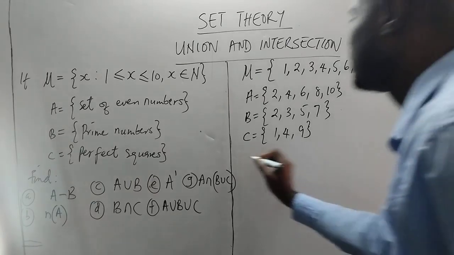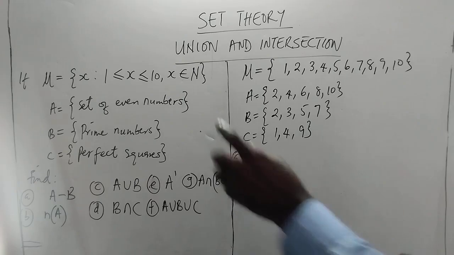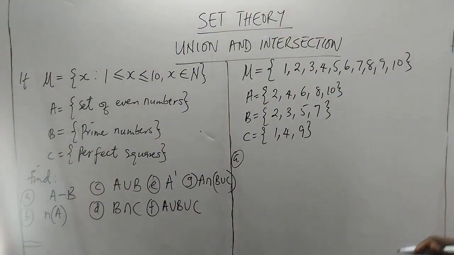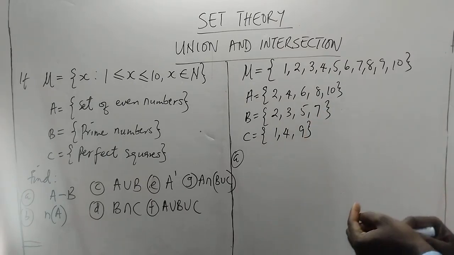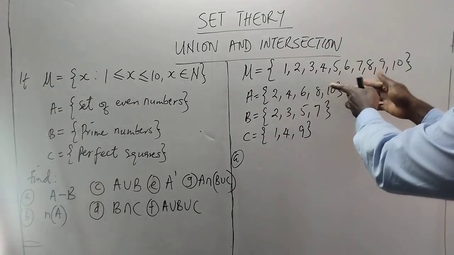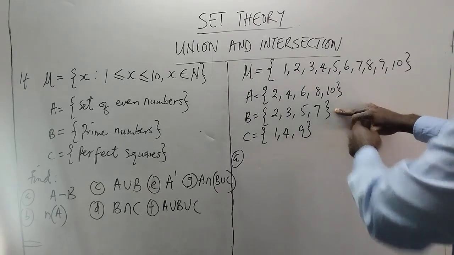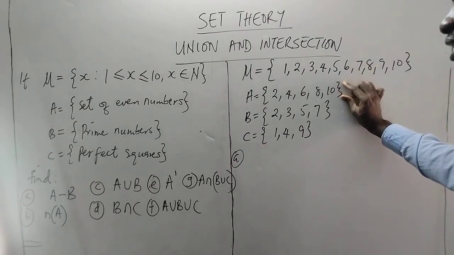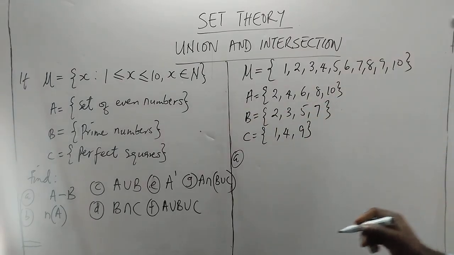The first one says A minus B. That statement means, what is the difference between set A and set B? The difference between set A and set B simply means those elements that are in A, but are not in B. Those elements that you can find in A, but you cannot find in B. That is the answer to the question.